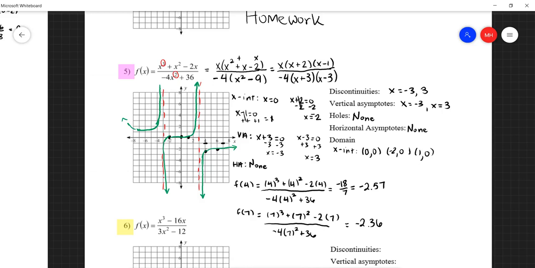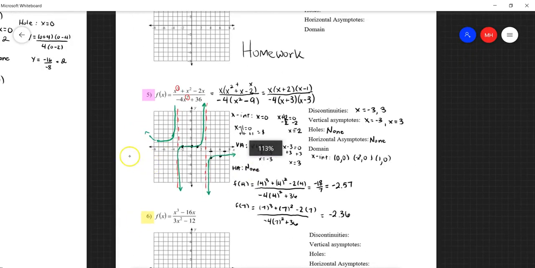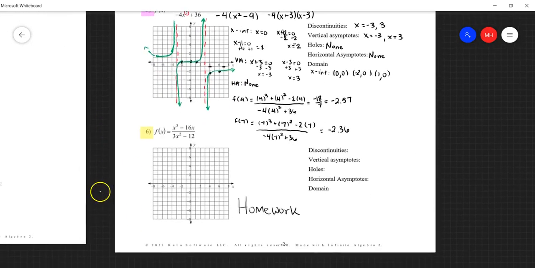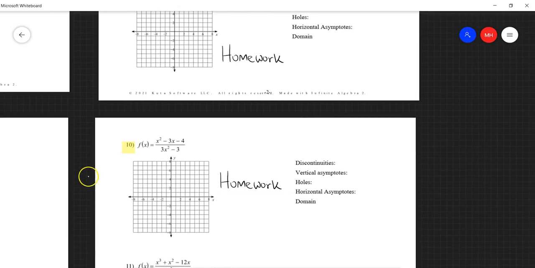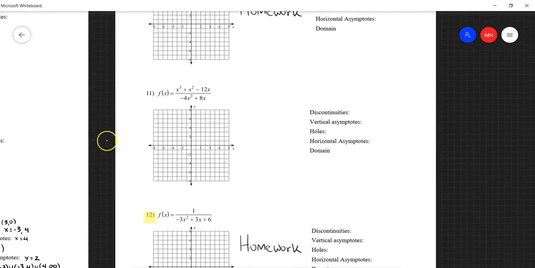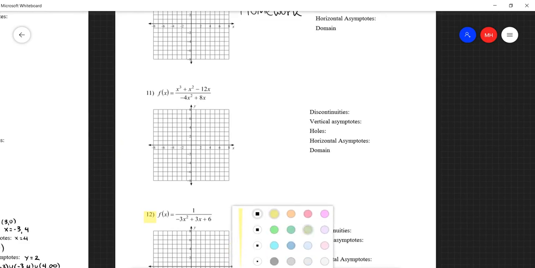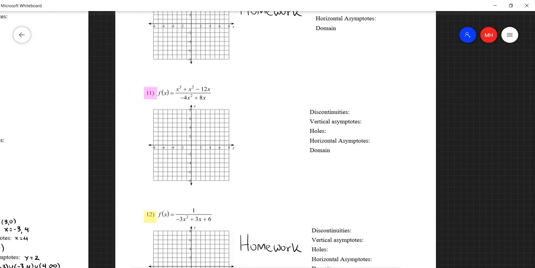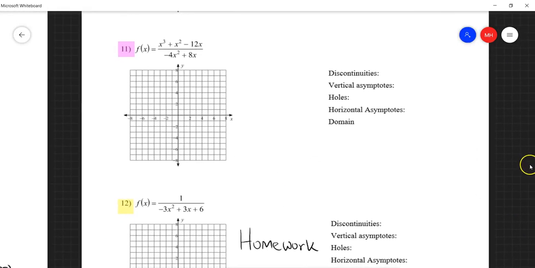So we're going to do one more example. Let's do number 11. Okay, so same kind of thing. I'm still looking for all of the same information, including x-intercepts. We're going to write it at the bottom again.